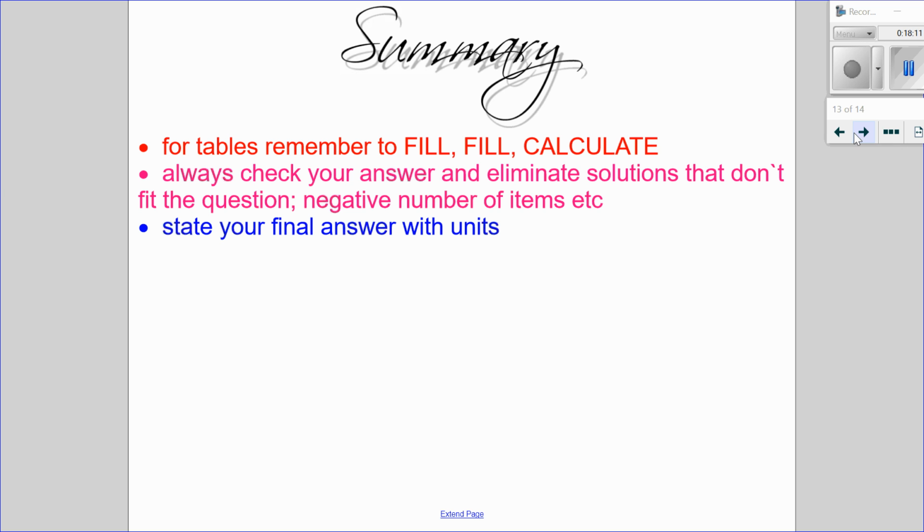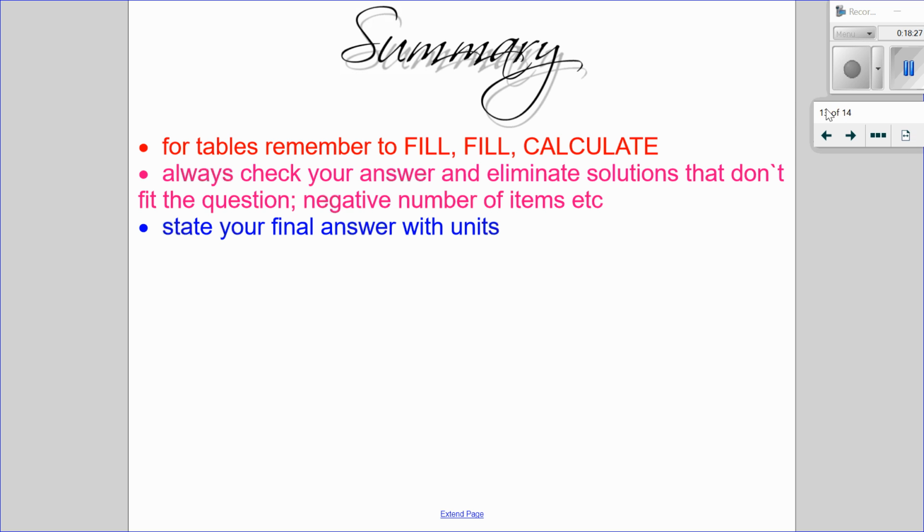So to summarize, your table with distance, speed, time, I want you guys to use fill, calculate. Always check your answers and eliminate solutions that don't make sense, like a negative speed, a negative number of people, and state your final answer with units.